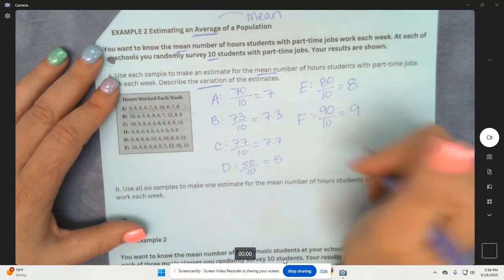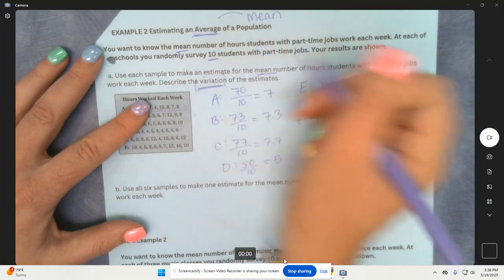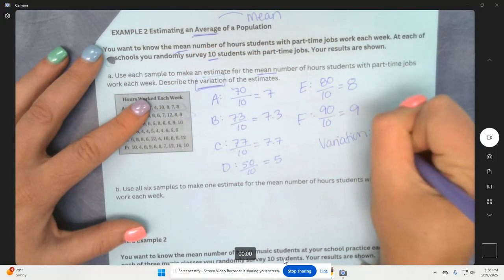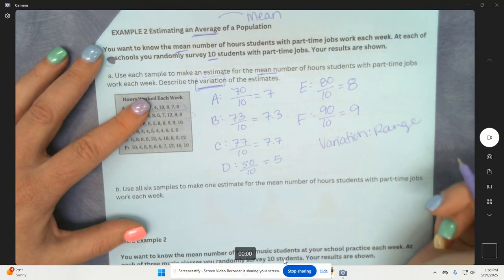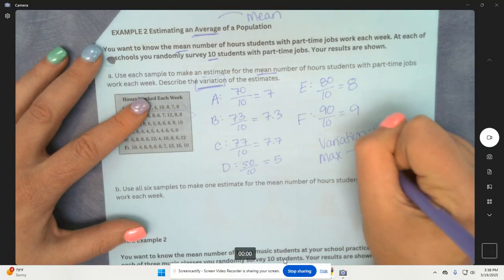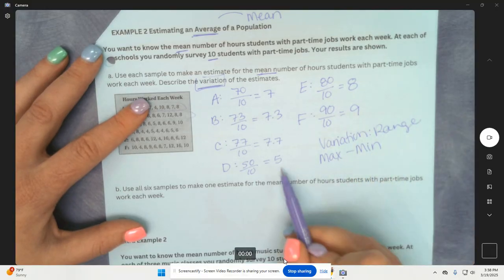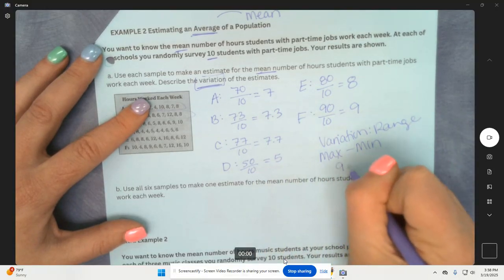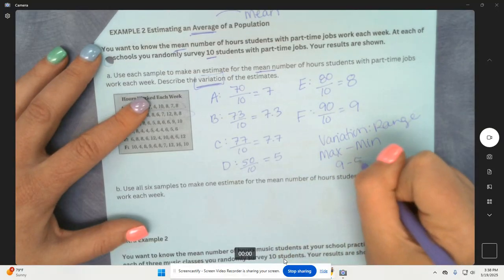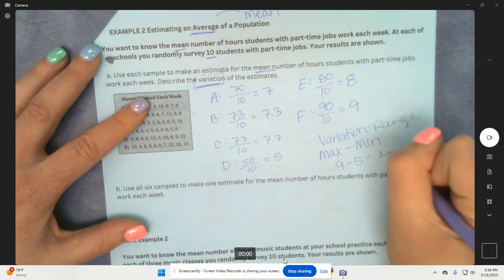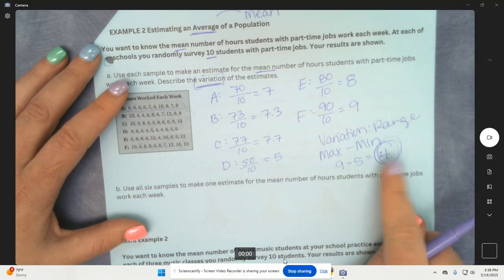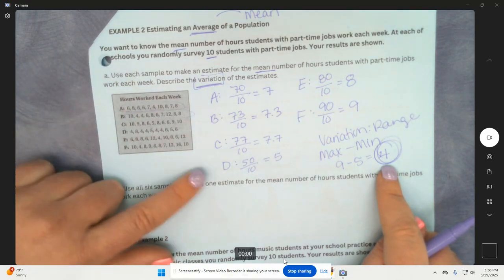Okay? I am looking for the variation. Remember, variation is the range. So that means I want to subtract the maximum mean minus the minimum mean. The maximum mean I found was 9. The minimum mean I found was 5. So the variation, or the range of means for this set, is a 4-hour spread between the minimum and the maximum.